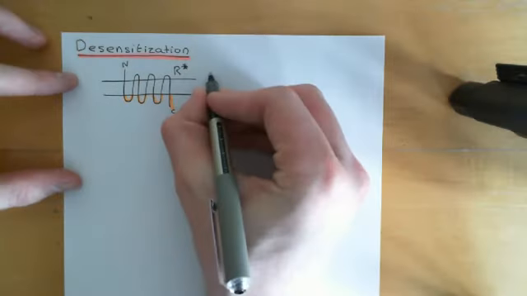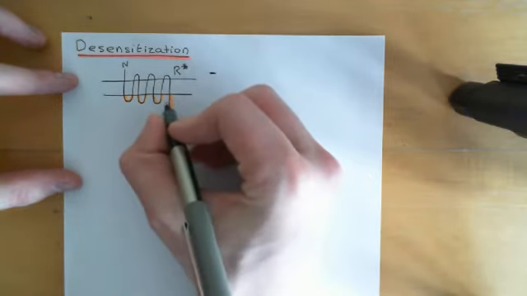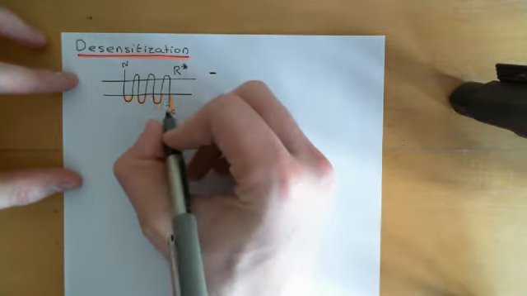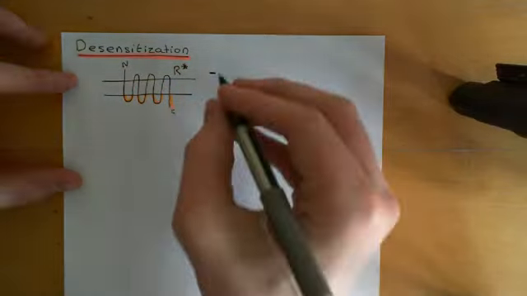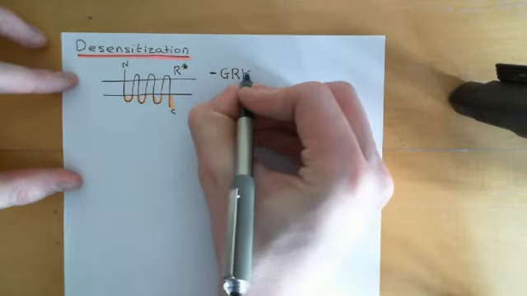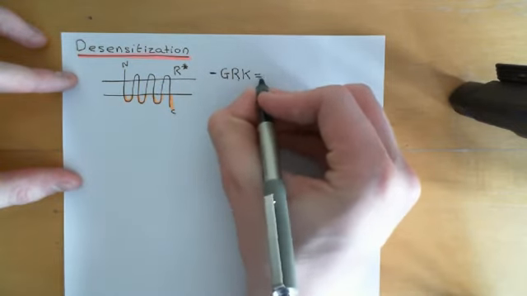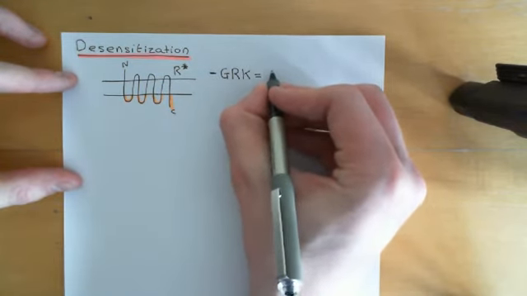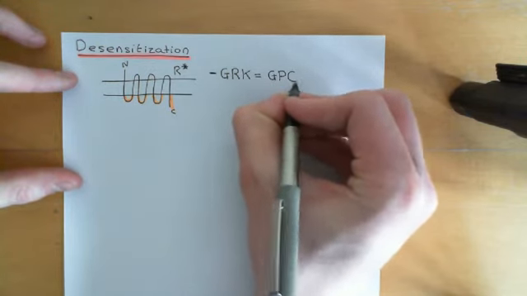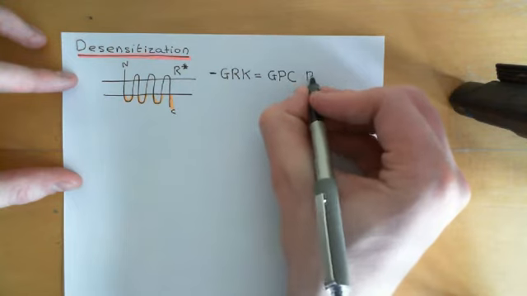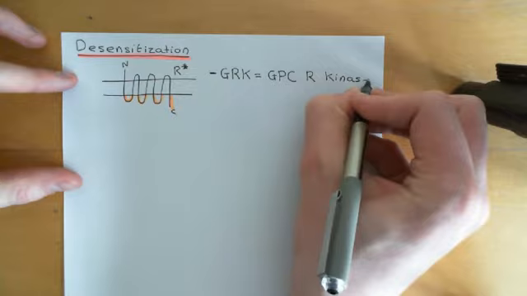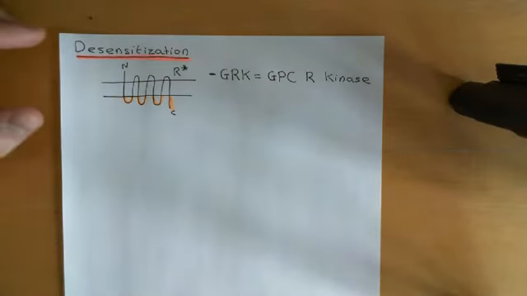So we'll start off with the class of enzymes that is involved in phosphorylating serine and threonine residues on the intracellular aspect of these G protein coupled receptors. Okay, and these enzymes are known as GRKs. GRK stands for G protein coupled receptor kinase basically.